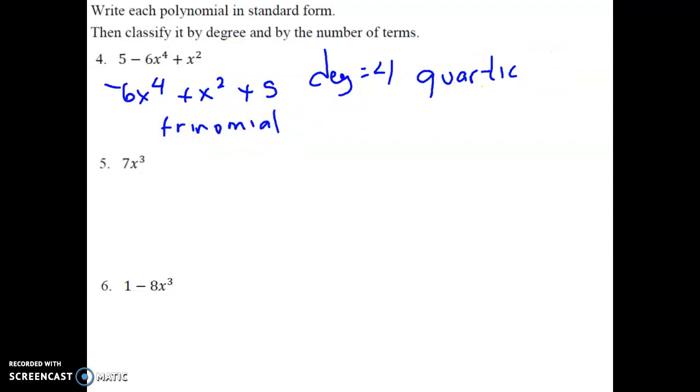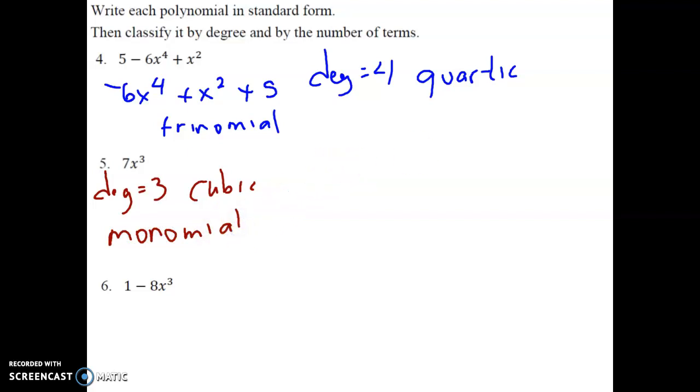All right, so how about that next one? All right, this next one doesn't need any rearranging. There's only one term there, so there's nothing to rearrange. The degree is going to be 3, the only exponent that I see there. And when it's 3, that is cubic. Just like something that is three-dimensional, right? A cube is a three-dimensional object, so that can help you remember that degree 3 is cubic. And I only see one term, so this one is going to be a monomial.